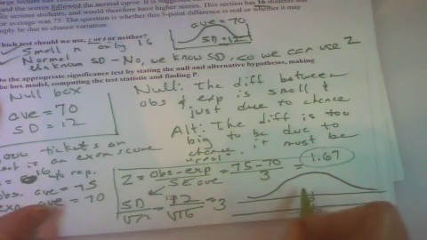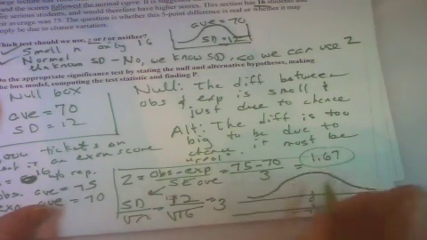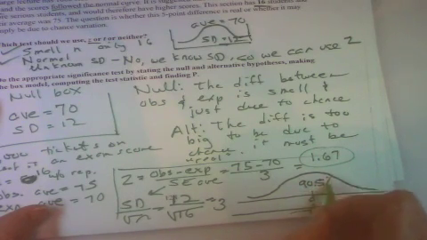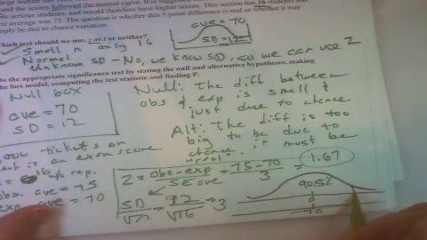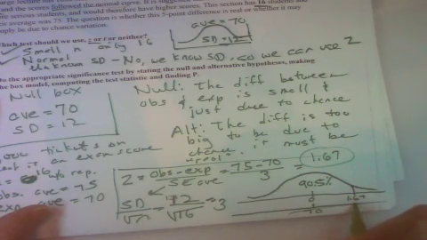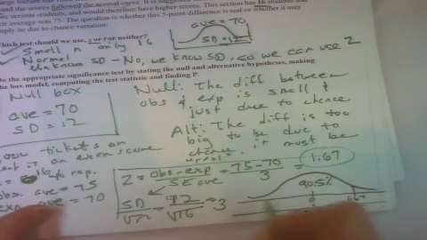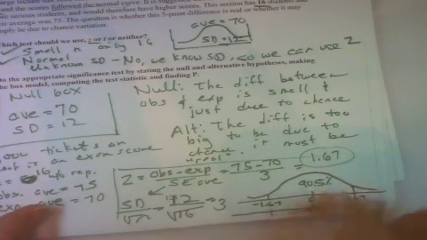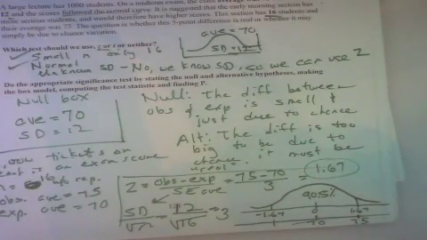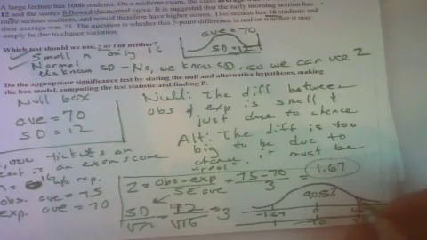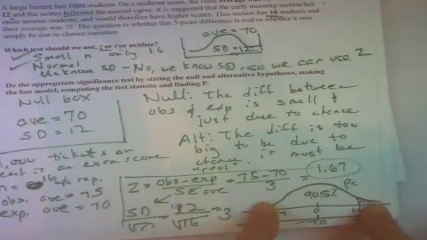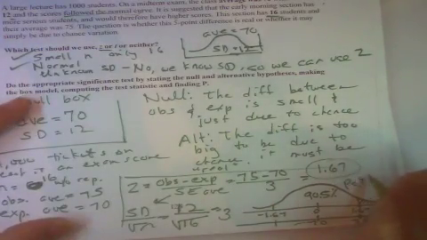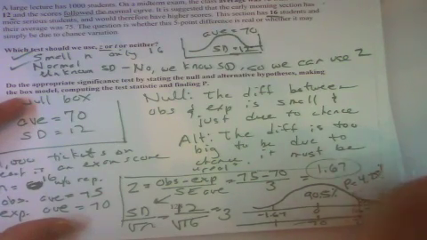So the area between 1.67 and negative 1.67 turns out to be 90.5%. That's between 1.67, which is where 75 lines up, and negative 1.67. So this area right here is our p-value, and that says p is 9.5 divided by 2. So that's 4.75%.